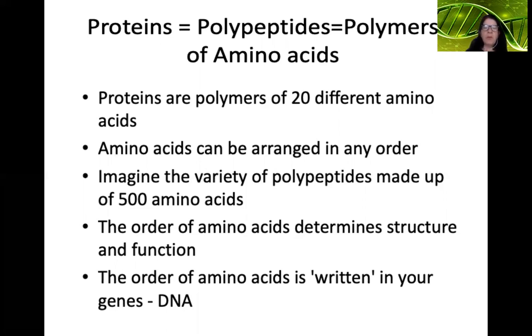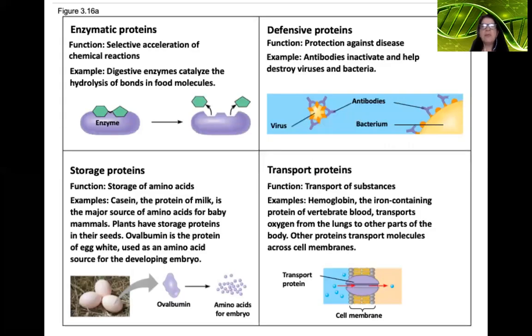The order of amino acids will determine the structure of the protein, and the structure, as you know, determines the function. So you can build, just with 20 amino acids, a great variety of different structures and therefore functions. The order of the amino acid is also written in your genes, in the DNA. So let's examine some functions of proteins.